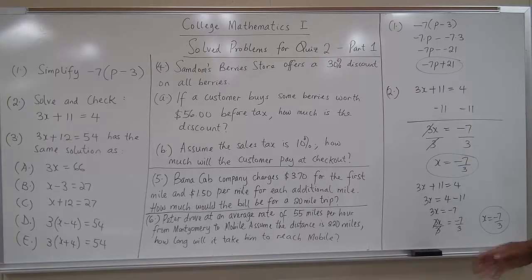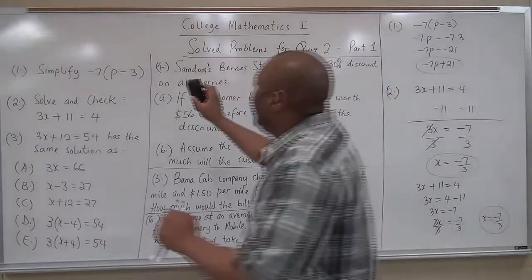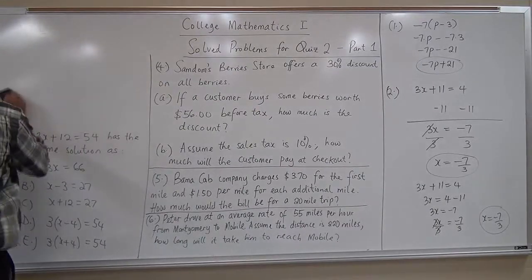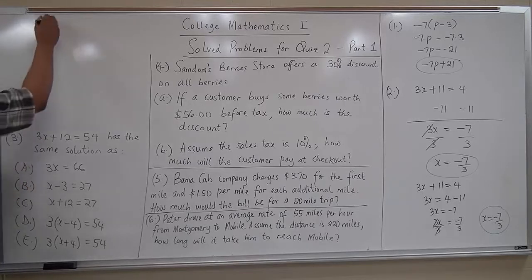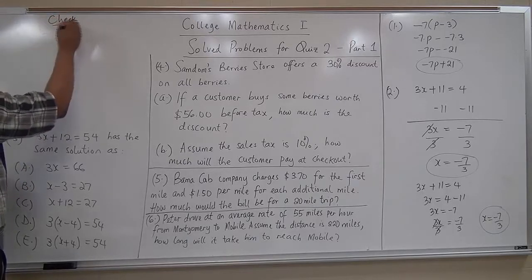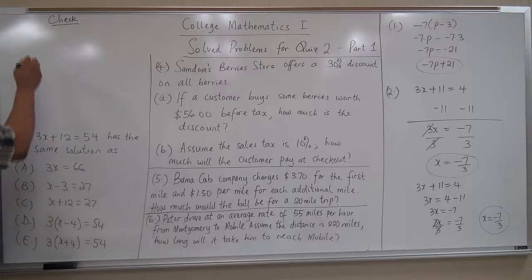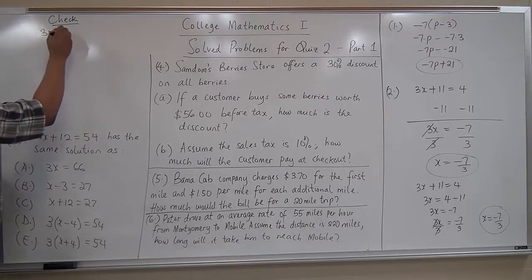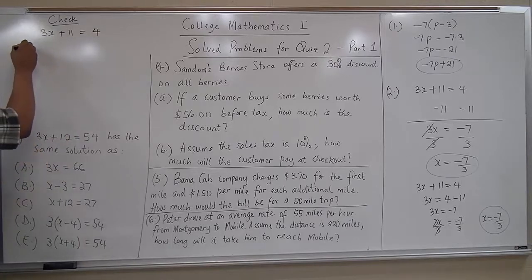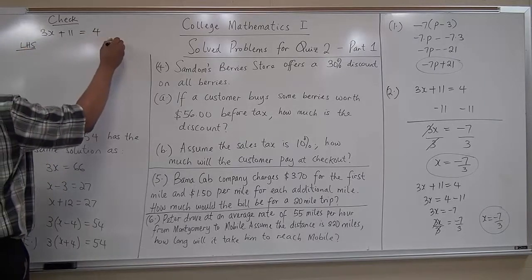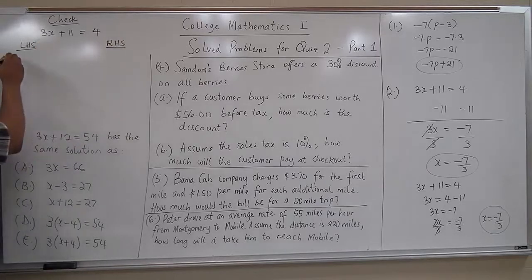Now, the next thing we want to do is to check our solution. Let's check it. First of all, we write check. Then we write the main equation, 3x plus 11 equal to 4. We write the left-hand side and the right-hand side. Left-hand side is 3x plus 11. Right-hand side is 4.